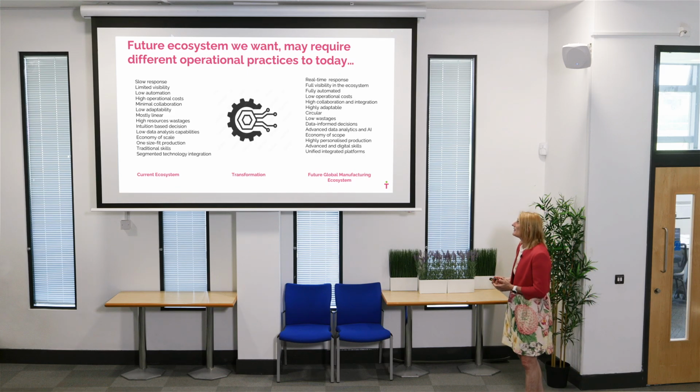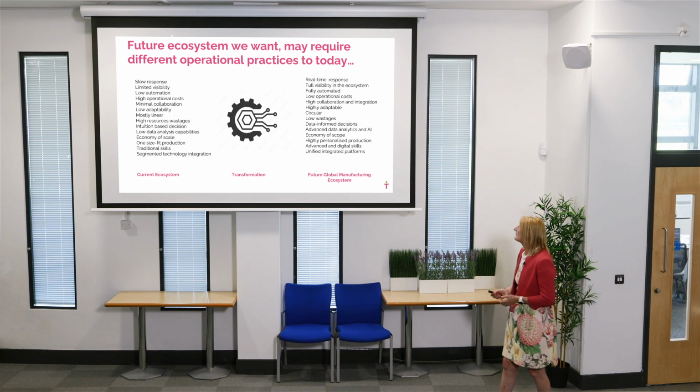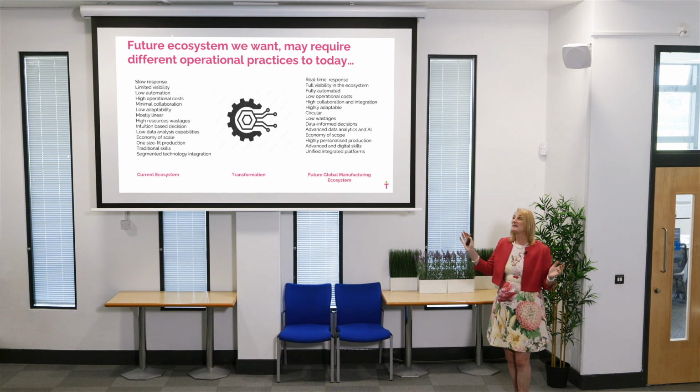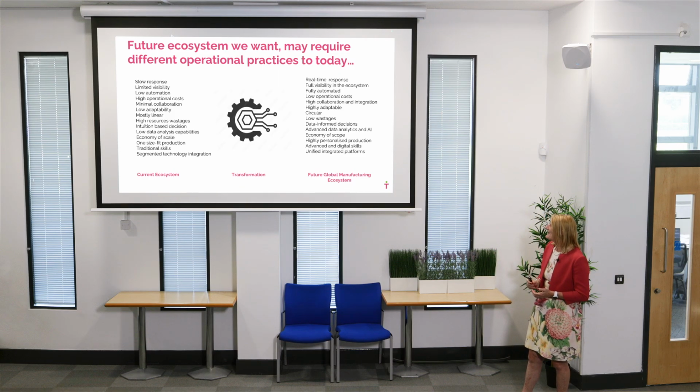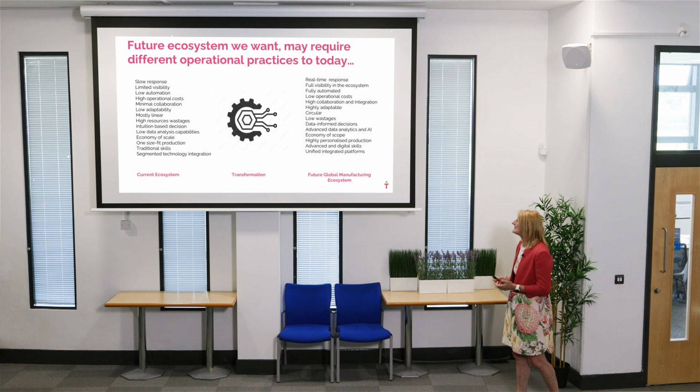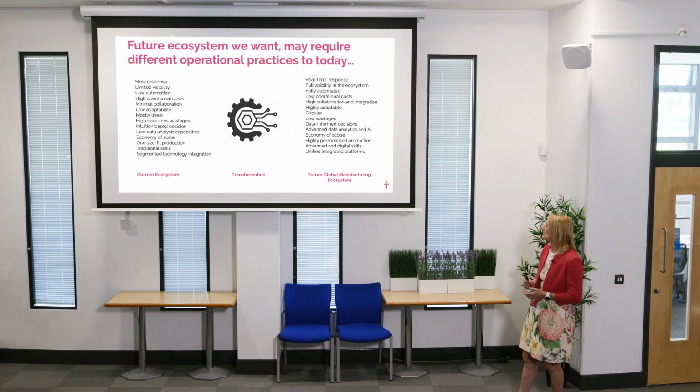But imagine a future where we can respond in real time, where we have full end-to-end visibility of the ecosystem that, should we wish it to be, can be fully autonomous and automated. Where we have high collaboration and integration. Indeed, we've actually made co-opetition work. These supply chains are highly adaptable, both dynamically flexible and structurally flexible. They are circular in design, having been designed for circularity from the beginning, which means that they have relatively low wastage.